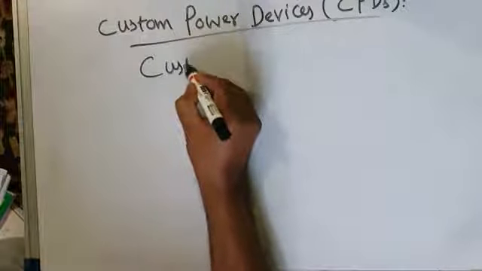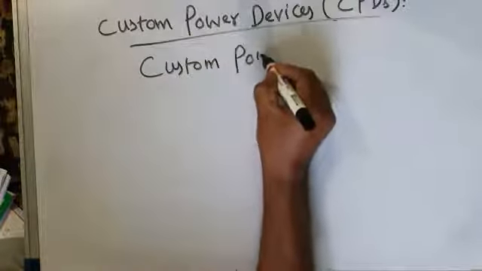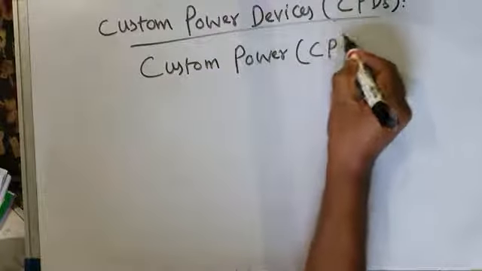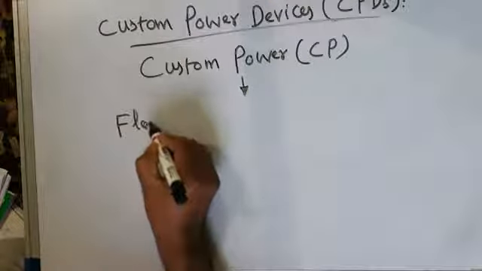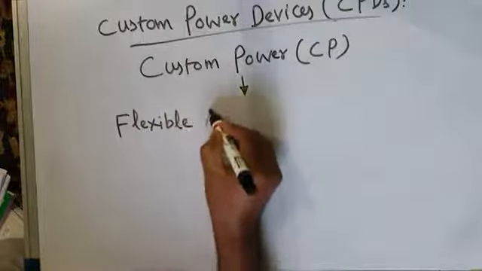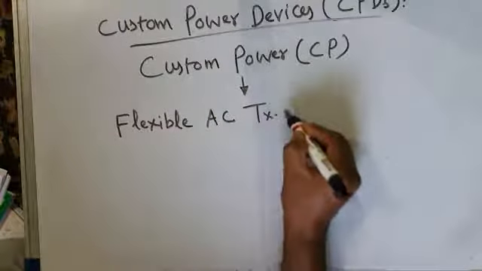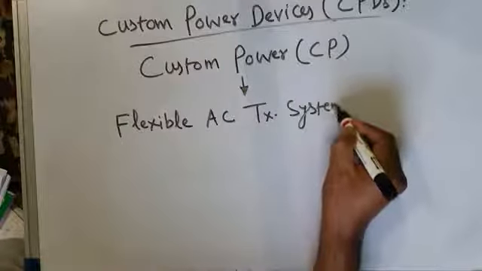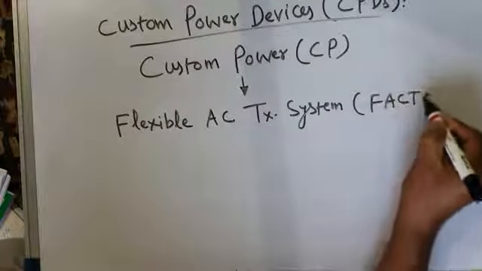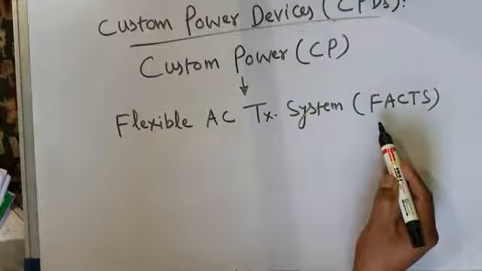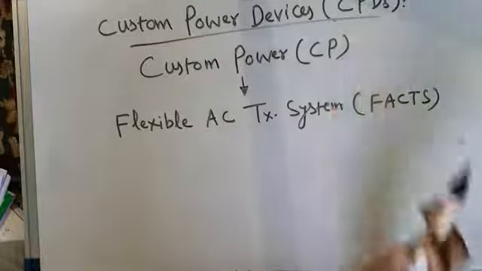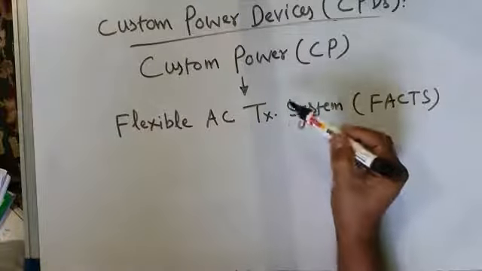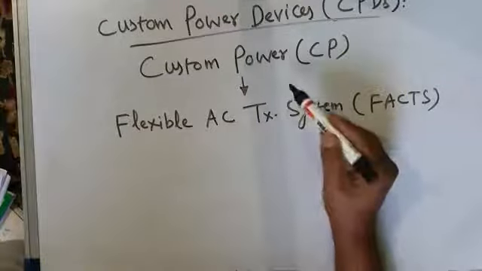Now, first of all, you have to understand the term custom power, CP. This term is analogous to the term flexible AC transmission system, that is FACTS. FACTS is a technology which is used on the transmission side, and custom power is a technology which is used on the distribution side. Both these technologies make use of power electronic devices, power electronic converters.